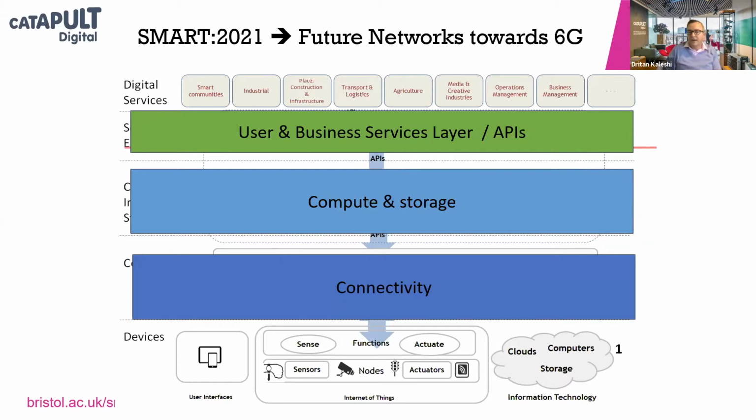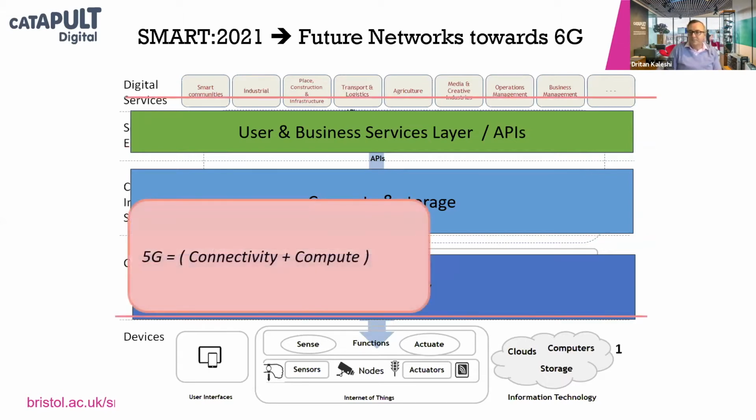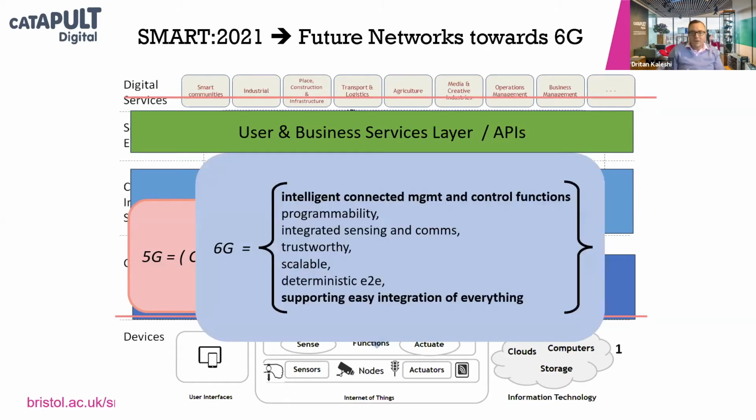So if we look now at 6G, the way that 6G is described, it's all of these features, intelligent connected management and control functions and everything else below that. But the key thing for me that stands out is this aspiration, which we will see how much the next 10 years will deliver, which is supporting the easy integration of everything.